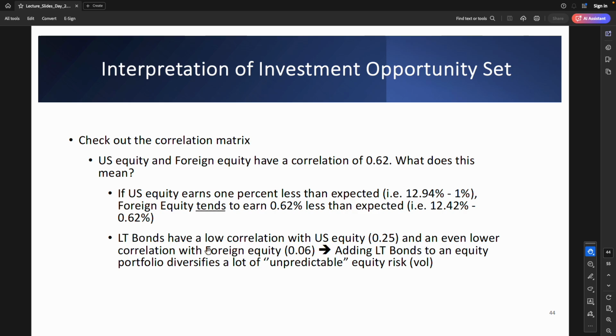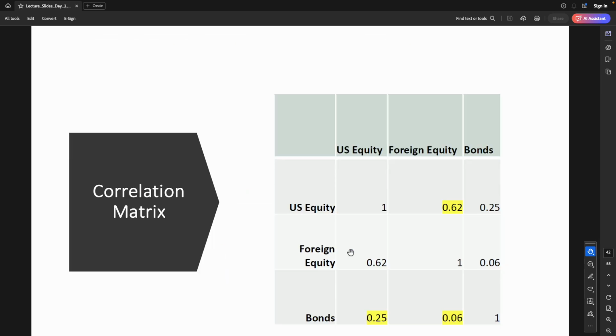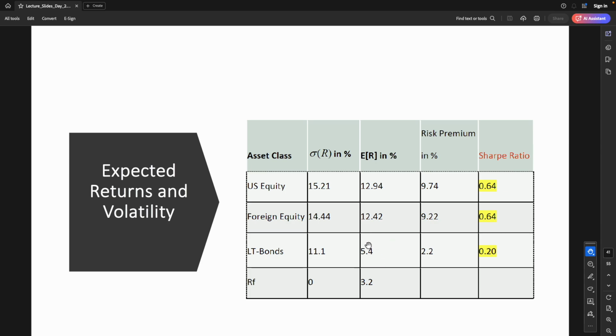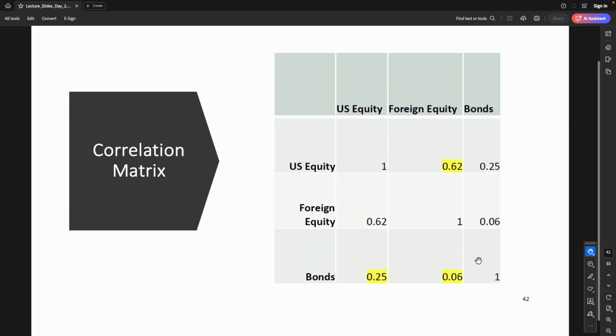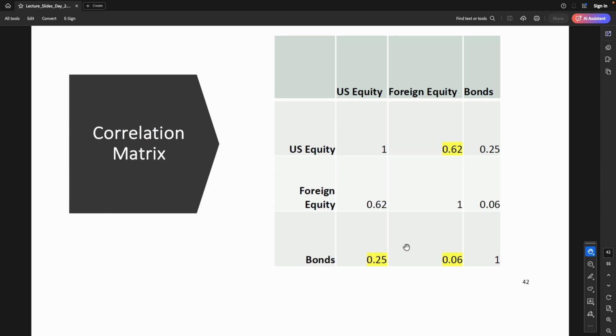Okay, so bond has a correlation of 0.25 with US equity and 0.06 with foreign equity. So if we add long-term bonds into an equity portfolio, it will diversify a lot of equity risk. So I've mentioned that, but I have it on the slide here once again. So I like in the case several things, and one thing is to really see, although the expected return of a bond is so low, it will be optimal to have it as part of your final asset allocation, and the reason are these low correlations. And the numbers are kind of realistic.